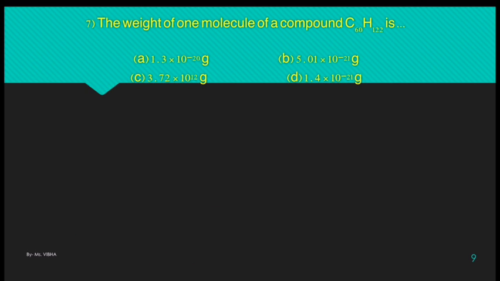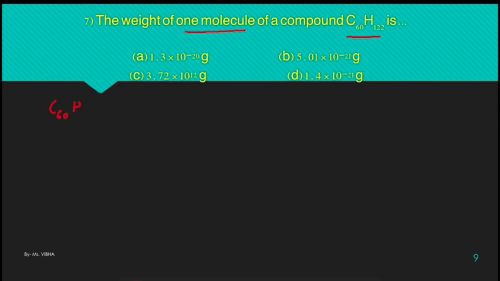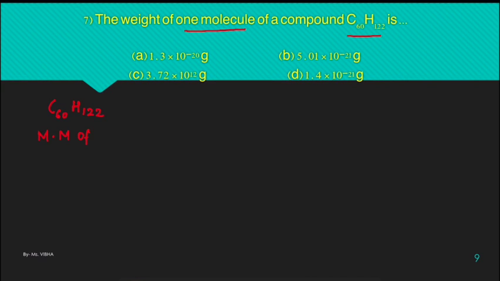Next question is, the weight of one molecule of compound C60H122 is. आपको one molecule का पूछा, तो हम सबसे पहले क्या करेंगे, we will find the molecular mass of C60H122. It is nothing but 60 into 12, because one carbon atom weighs 12, plus 122 into 1. It comes out to be 720 plus 122 is equal to 842 gram per mole. This is the weight of 1 mole of the compound.